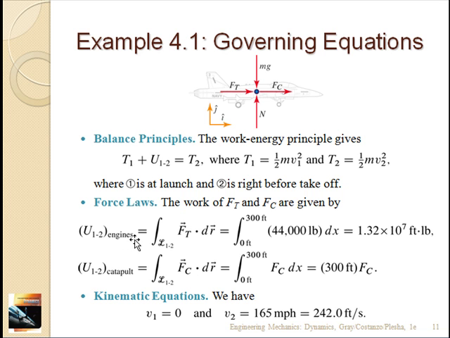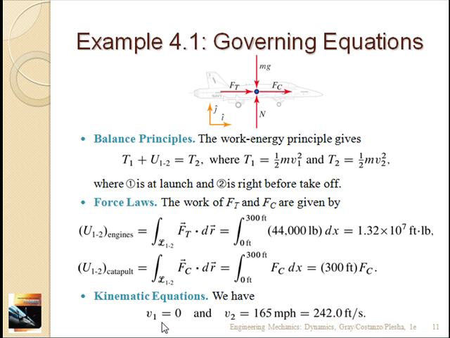So the work done by the thrusters is the integral over the path of the thruster force dotted with the position. The path is just a straight line, horizontal. It goes from 0 to 300 feet. The force is 44,000 pounds, constant. We integrate over x, and we get 1.32 times 10 to the 7th foot-pounds. The catapult, if we assume it's constant, the catapult force works the same way, and it's 300. We have 300 times FC. We don't know what FC is yet, that's what we're trying to calculate. So the work done by the catapult is 300 times FC.